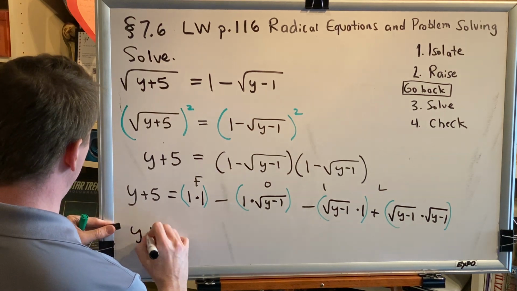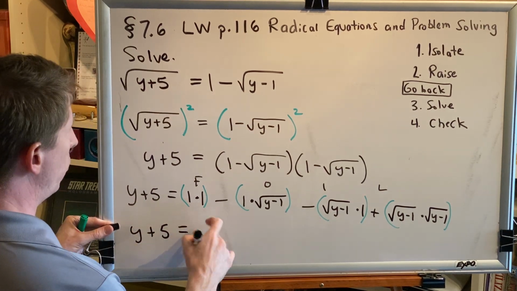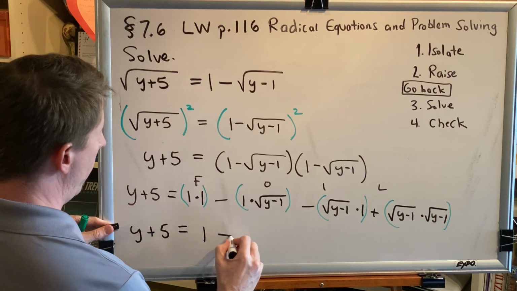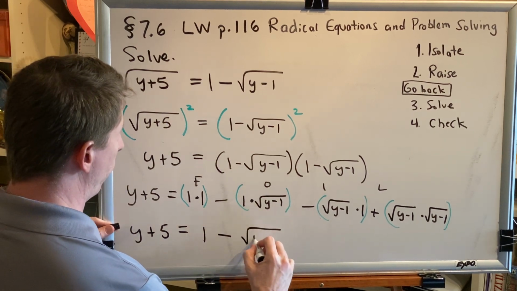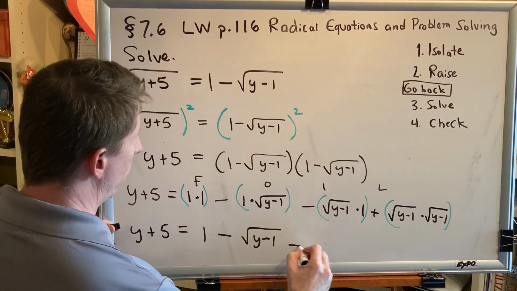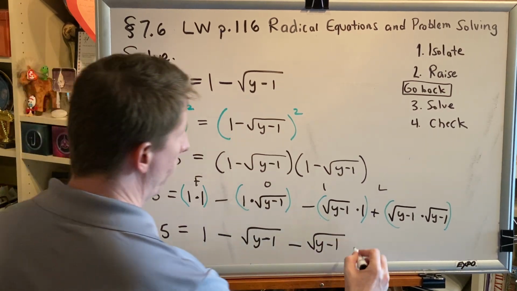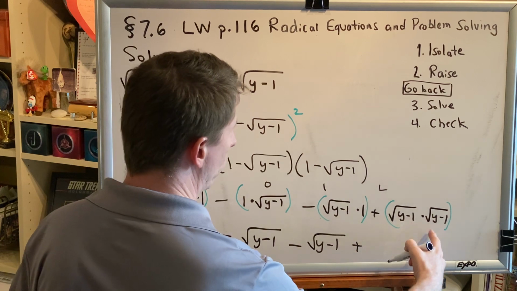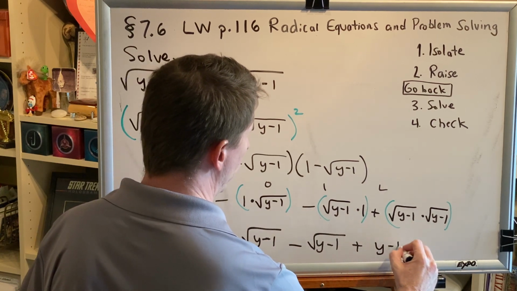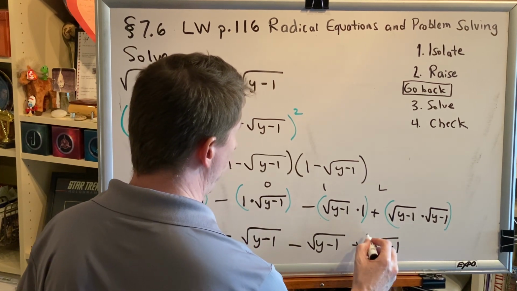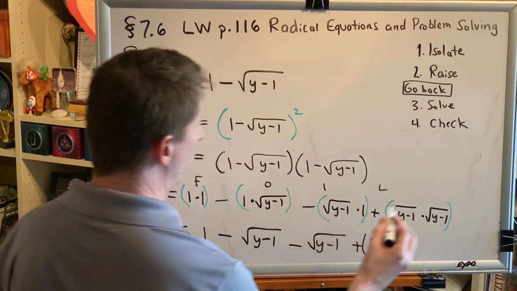Okay, now we're going to start the simplifying process. 1 times 1 is 1. Anything times 1 is itself. Anything times 1 is itself. And this is a radical times itself. So that's the same thing as the square root of y minus 1 squared.